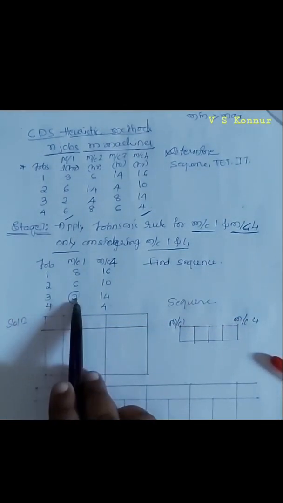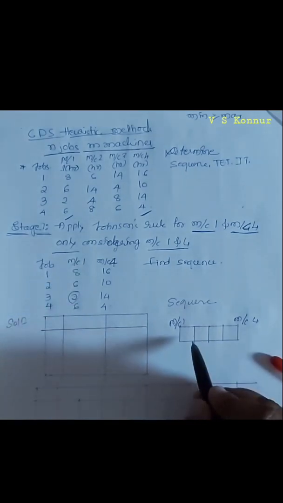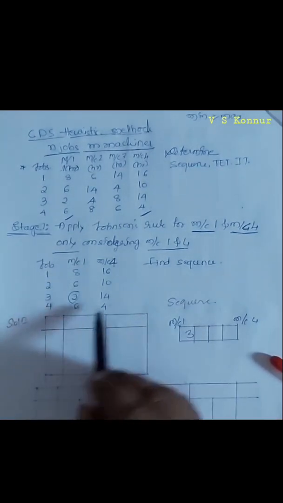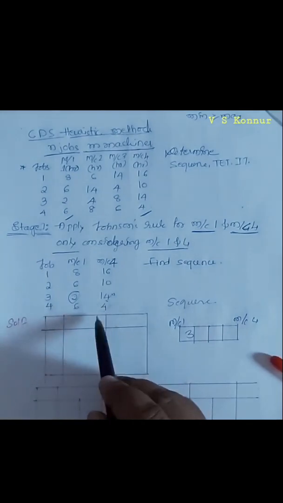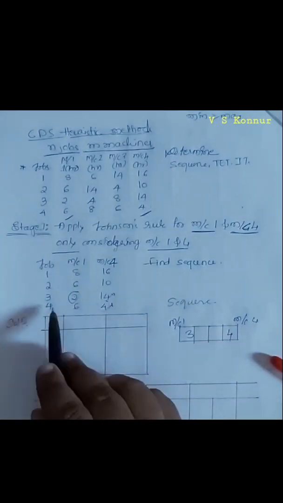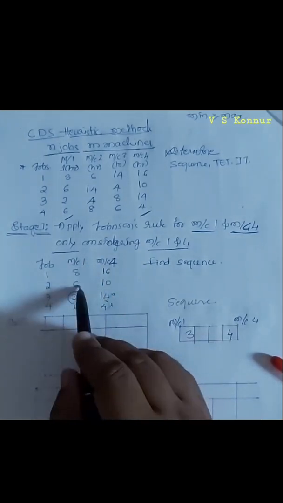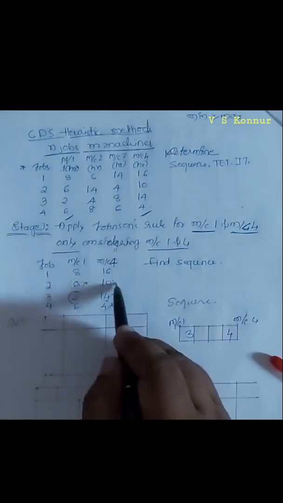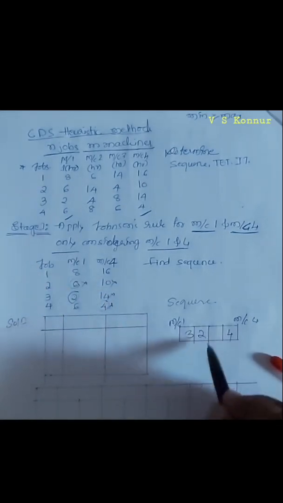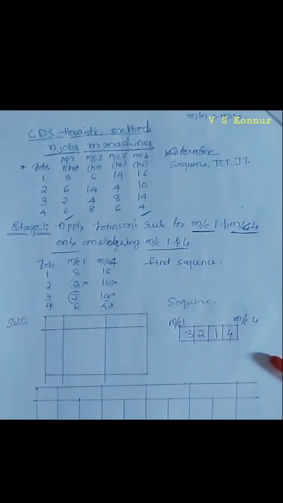Once again the least you have to take. 2 is the least, and it is at the third job in M1. This is over. Next least is 4. 4 is at machine 4, fourth job. Next, of those left out, 6 is the least. It is the second job from machine 1. And the last one is left out with 1. So 3, 2, 1, 4 is the sequence.